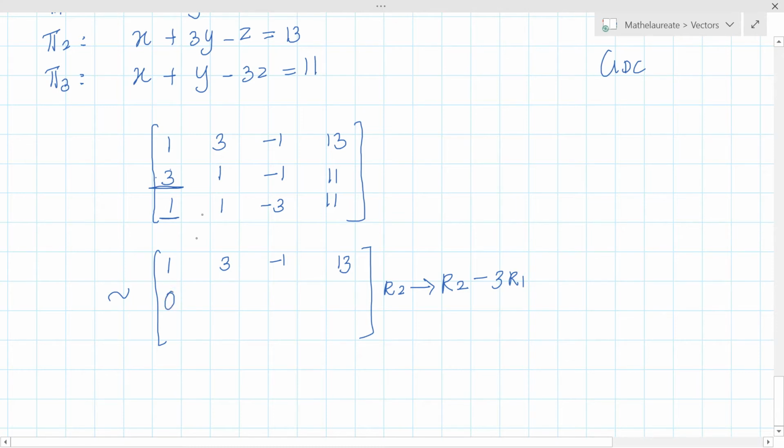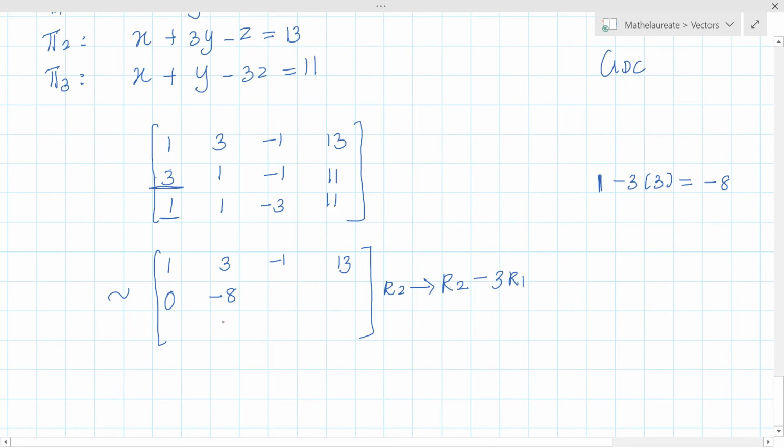So I'm writing 0 here. For the second term, the rule is R2, that is 1, minus 3 times of this term, minus 3 times 3. So 1 minus 9 will give minus 8. So that would come here.